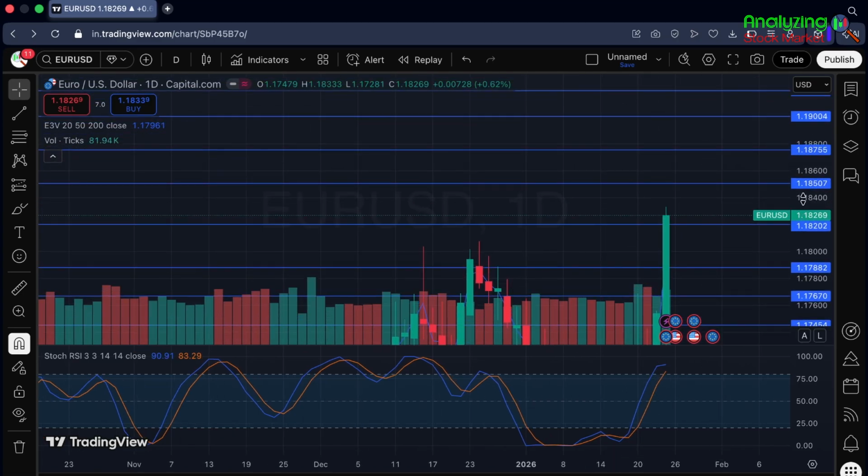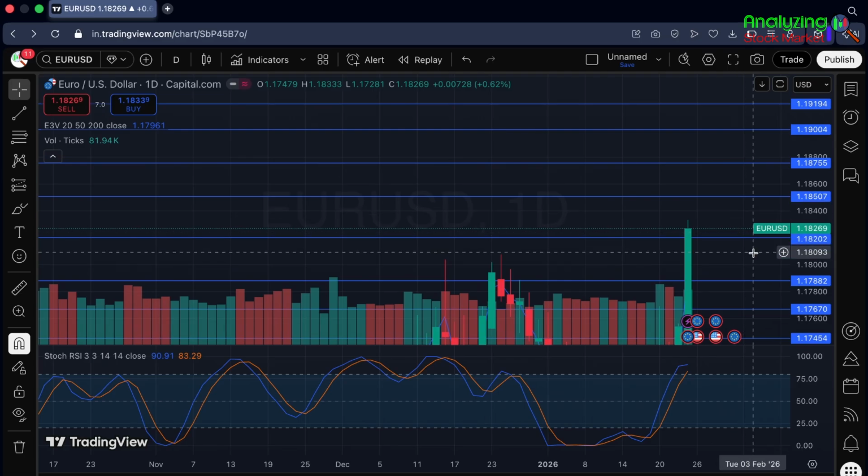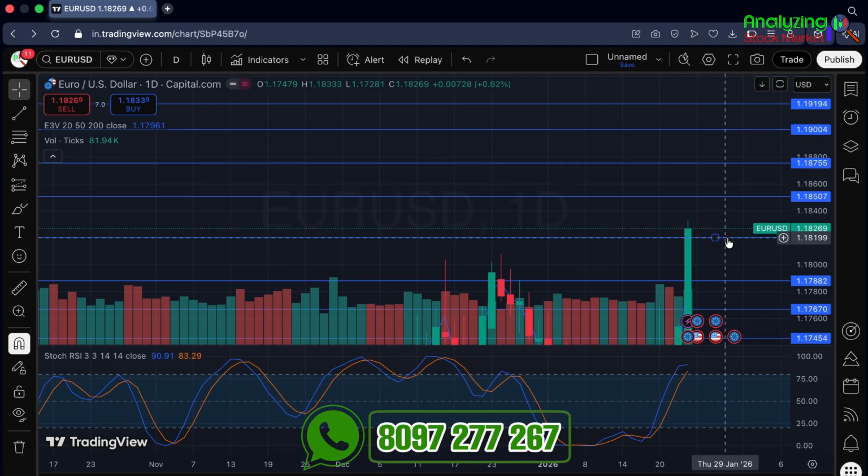So now I have marked some support and resistance zones. Let's talk about the closing first. Here 1.18269 is the closing. Here the direct support is 1.18202, and the direct resistance is 1.18507. After the direct support, there is a support of 1.17882 and then 1.17670. After the direct resistance, there is a resistance of 1.18755 and then 1.19004. So these are the important support and resistance zones which will help you to take better stop loss and target levels for this week.